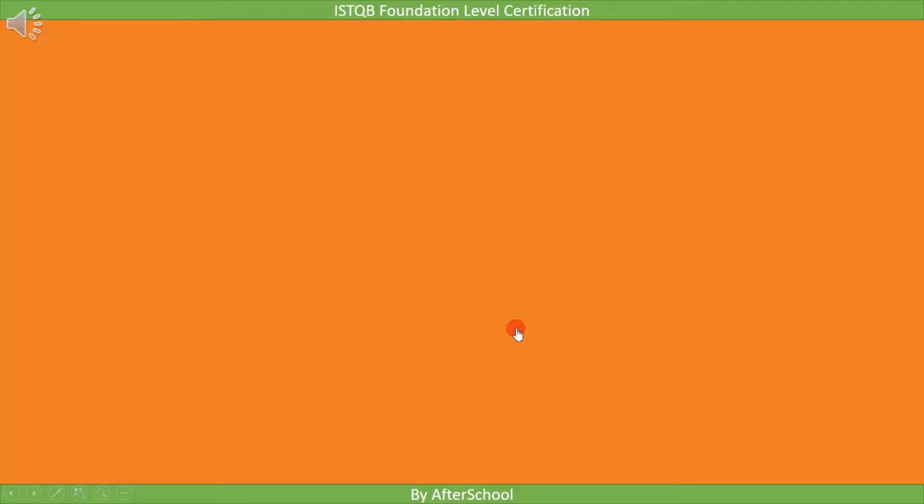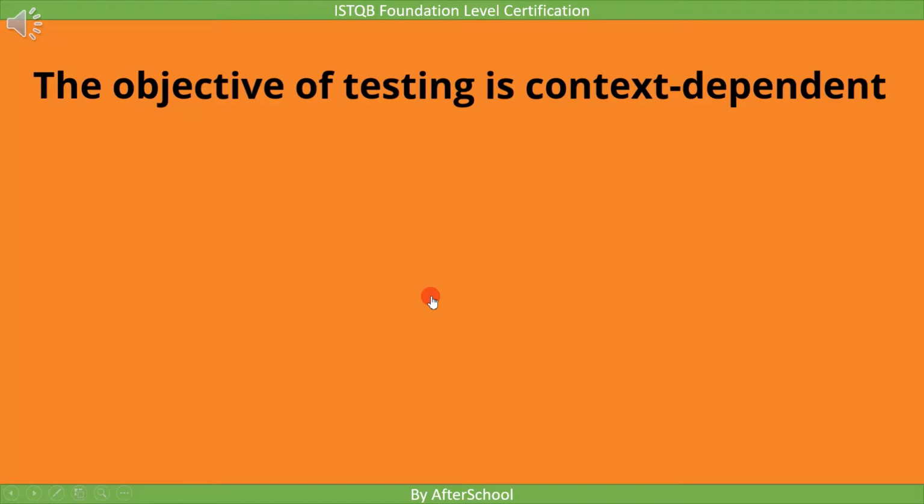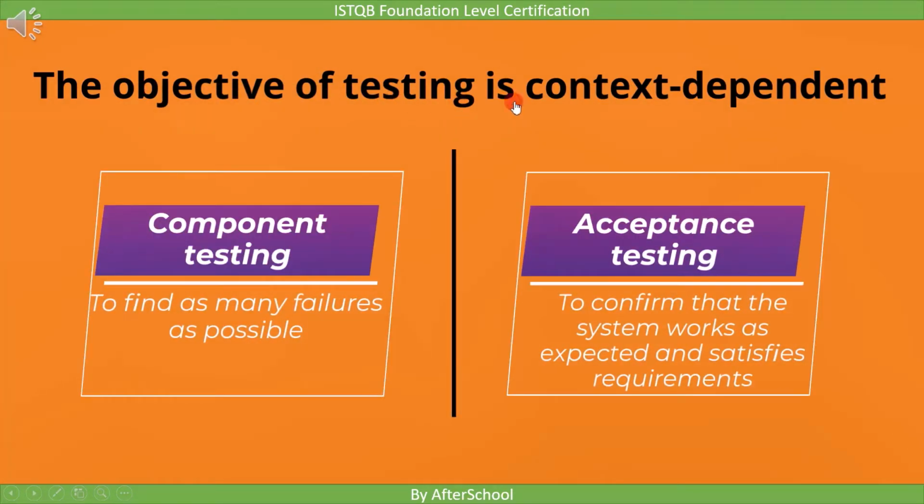Till now, we discussed general testing objectives, whereas the objectives are context dependent. To understand this, let's have a look into two different testing levels, component level and acceptance level. When you perform testing at component level, your objective is to find as many defects as possible so that they are not found during operational use. Whereas if you are in acceptance level, your objective is to check if system works as expected. So in different level of testing, the objective changes.